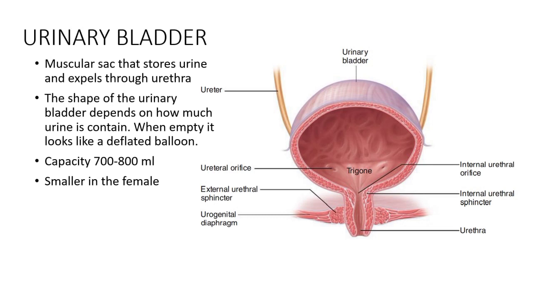The smooth triangular region of the bladder base outlined by these 3 openings is called the trigone. The trigone is important clinically because infections tend to persist in this region. In males, the prostate gland surrounds the neck of the bladder, where it empties into the urethra.